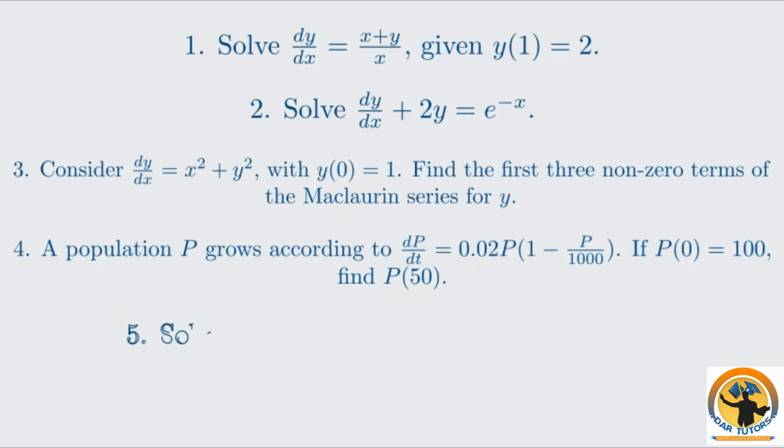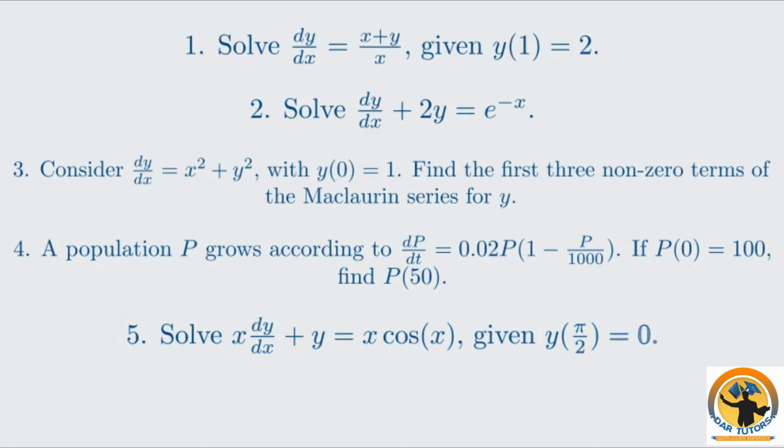Question 5. Solve the differential equation x times dy/dx plus y equals x times cosine of x, given y of pi over 2 equals 0. Pause the video here and try to solve these on your own. When you're ready, continue for the fully worked solutions. Welcome back. Let's go through the solutions together.